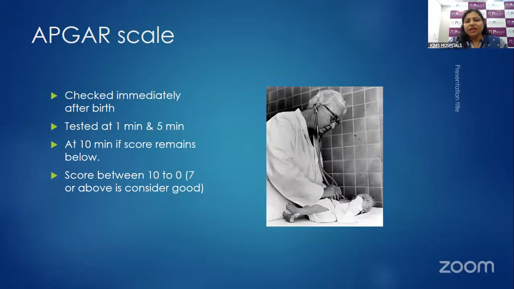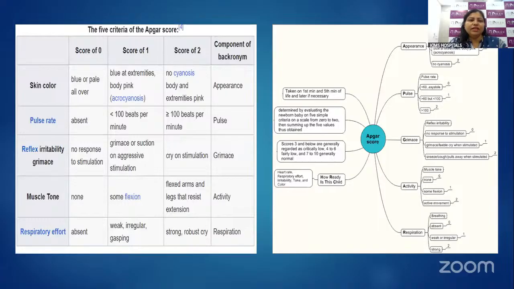So the Apgar scale doesn't need any kind of certification, and you have to check it immediately after birth and test it at 1 minute and 5 minutes. Then at 10 minutes, if the Apgar score still remains low, you do the Apgar score again at 10 minutes. The score is from 10 to 0, and 7 and above is considered a good score. Okay, so let's look into this.